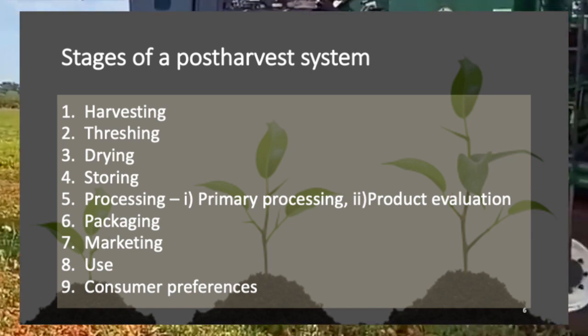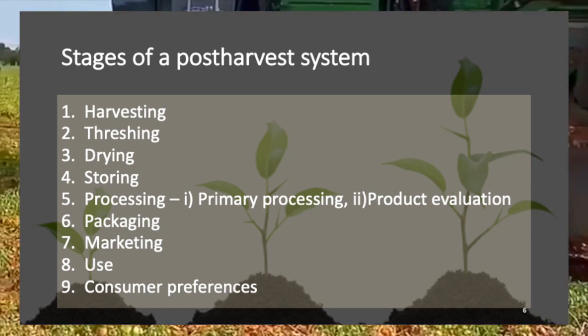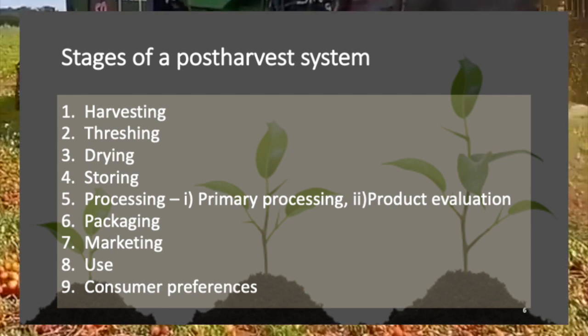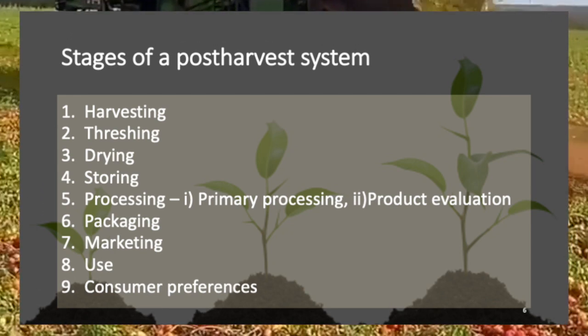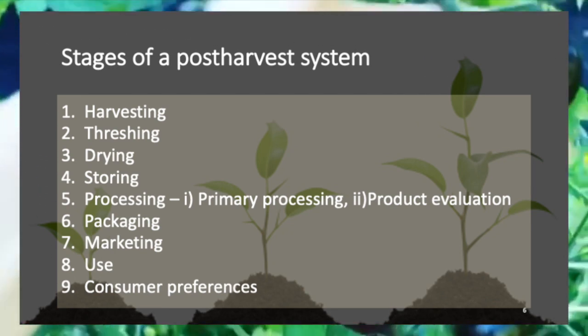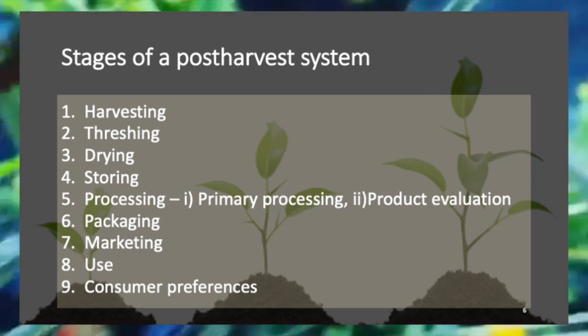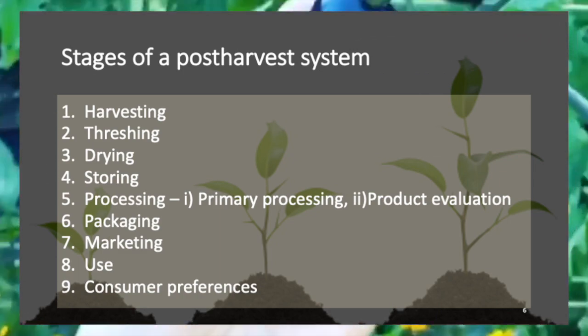The stages of the post-harvest system are harvesting, threshing, drying, storing, processing, product evaluation, packaging, marketing, use, and consumer preference.